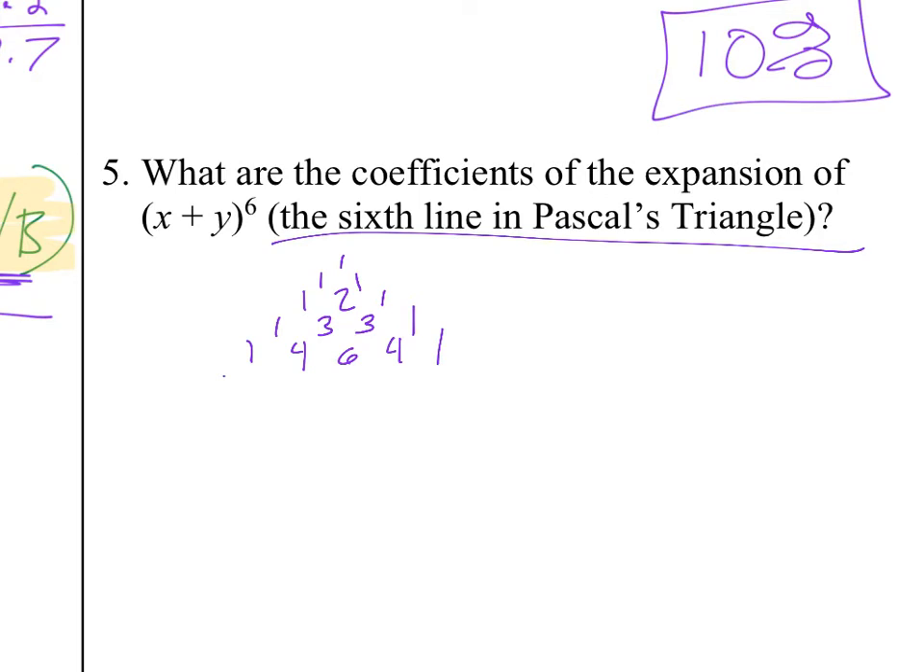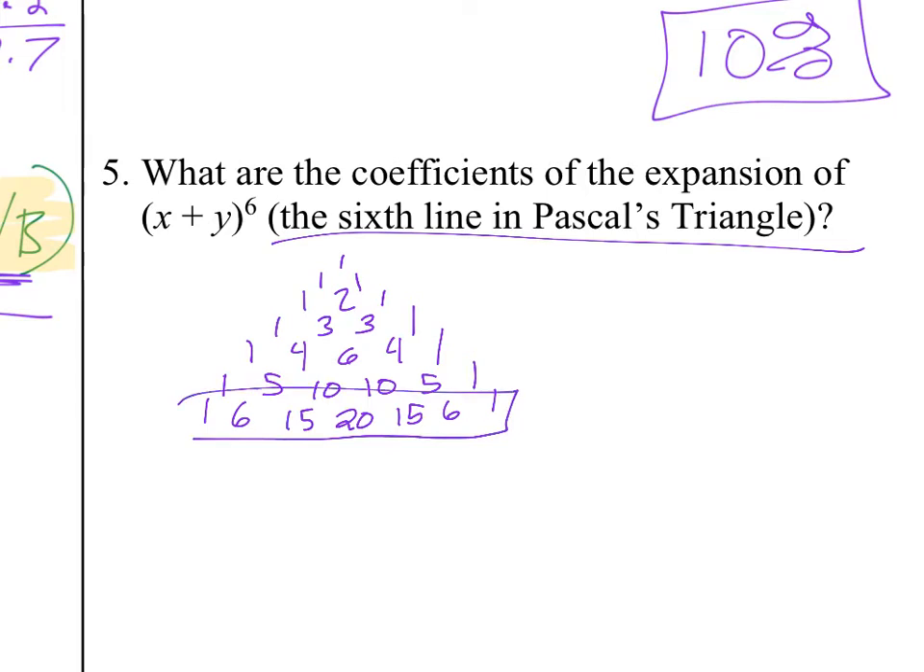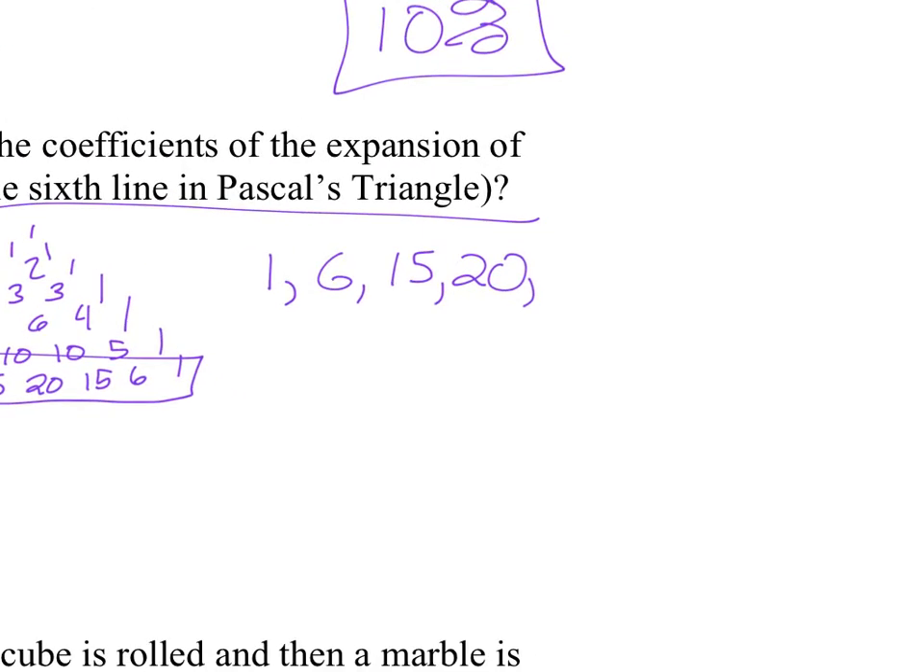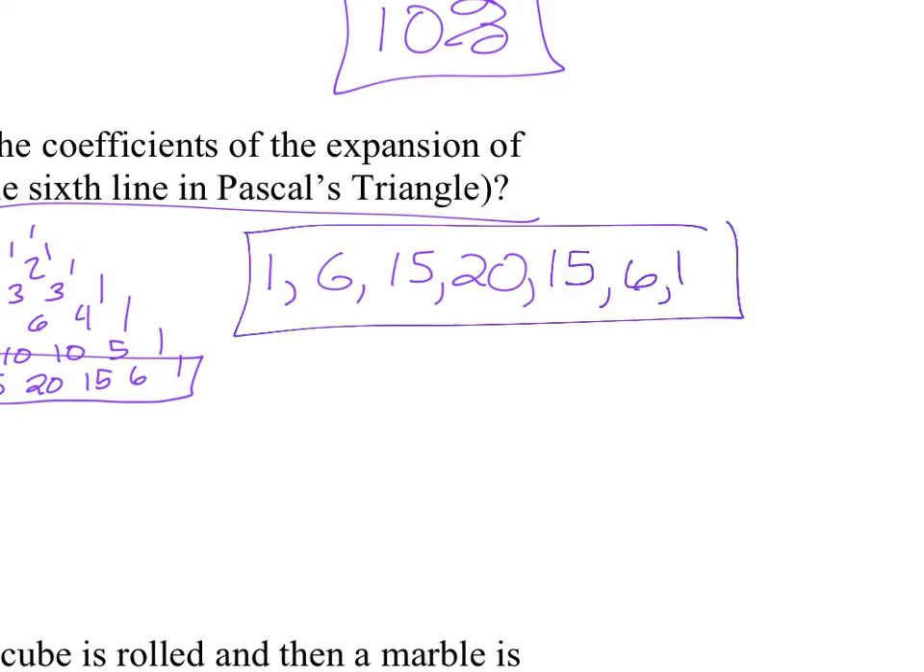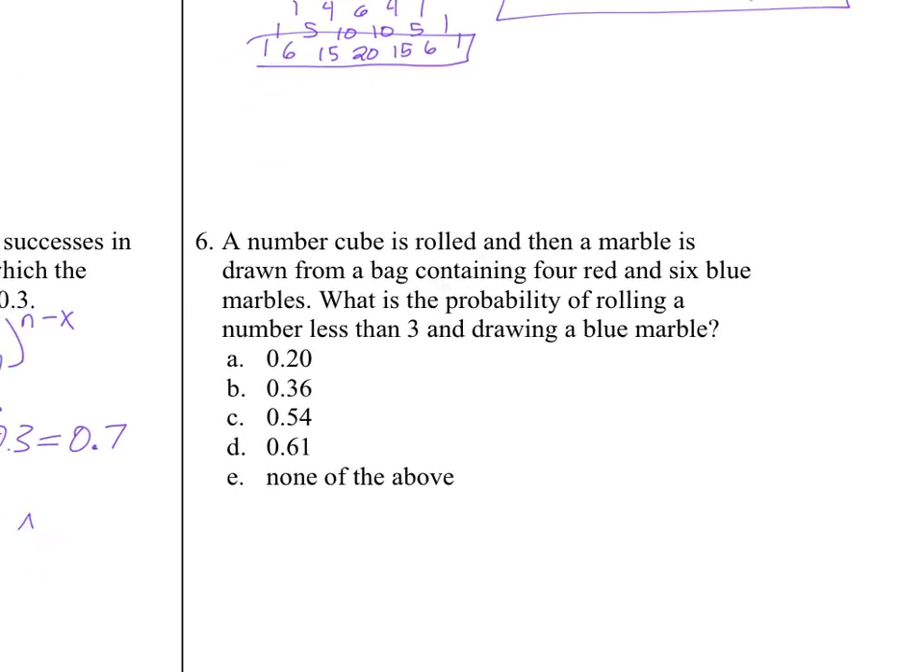Hang on. Okay. Yes, 1, 5, 10, 10, 5, 1, 1, 6, 15, 20, 15, 6, 1. 6th line, there we go. Okay, so I want to see a list. I need commas between them. That would be what your answer should look like. If it doesn't, you'll lose points.